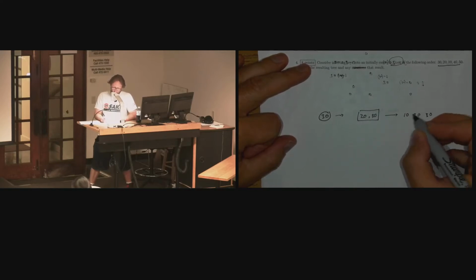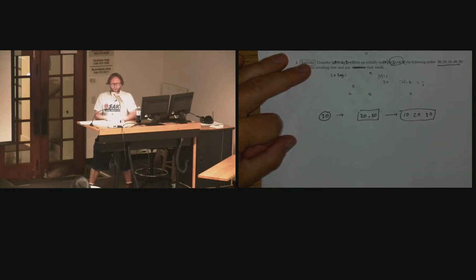Temporarily, it's overfull. Right? It's got 3 keys. That's a 4-node. So what we need to do is promote the middle element. And we end up with a regular old binary search tree here, all with 2-nodes. Okay? What about 40 and 50?